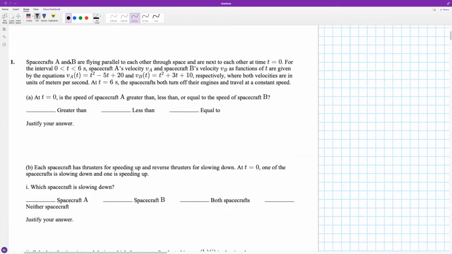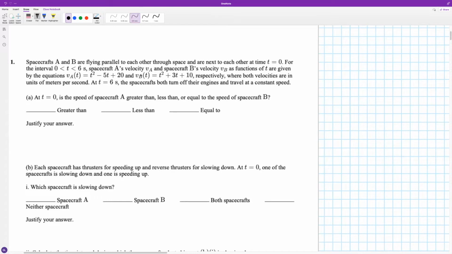It reads, spacecrafts A and B are flying parallel to each other through space and are next to each other at a time t equals 0. For the interval such that t is greater than 0 seconds but less than 6 seconds, spacecraft A's velocity VA and spacecraft B's velocity VB as functions of time are given by the following equations. T squared minus 5t plus 20 for A, and B's velocity is t squared plus 3t plus 10, respectively, where both velocities are in units of meters per second.